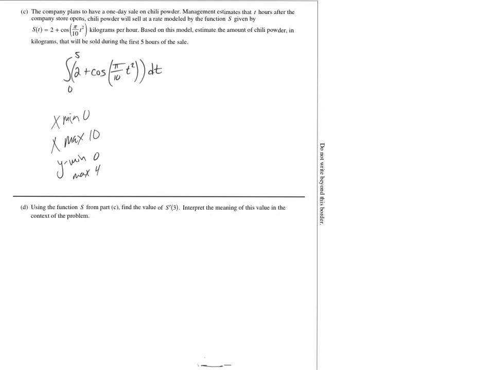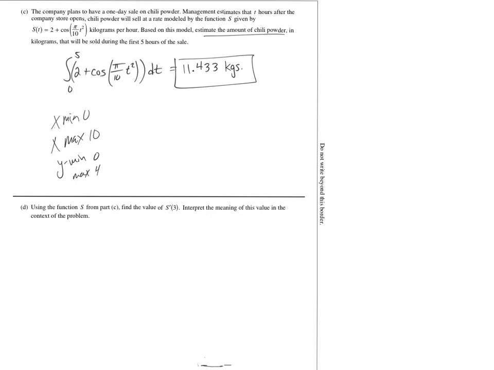The lower limit is 0, the upper limit is 5. And doing that integral, we get 11.433, 0.43288, but rounding it up to 0.433. And it just says estimate the amount of chili powder. So that would be kilograms, but it doesn't ask for the unit, so I don't think it would be wrong if you didn't include them there.